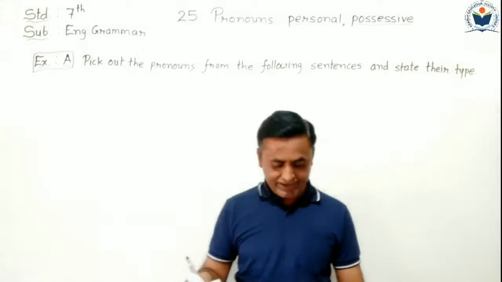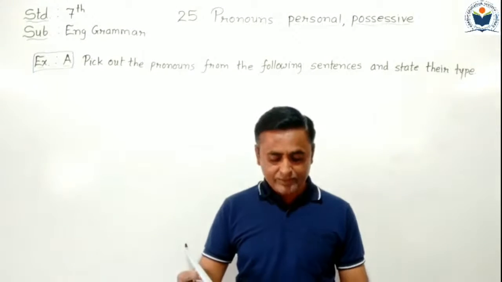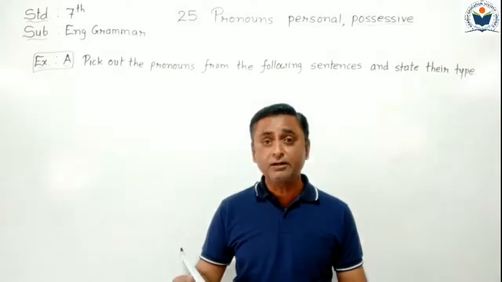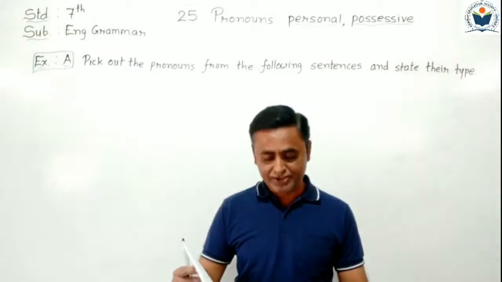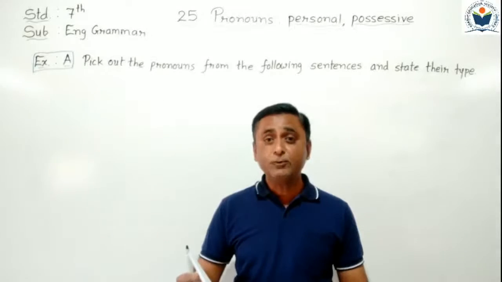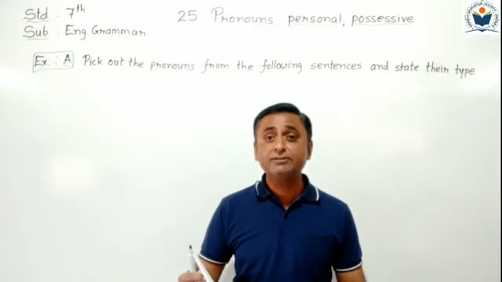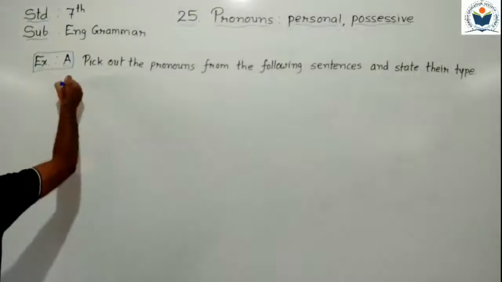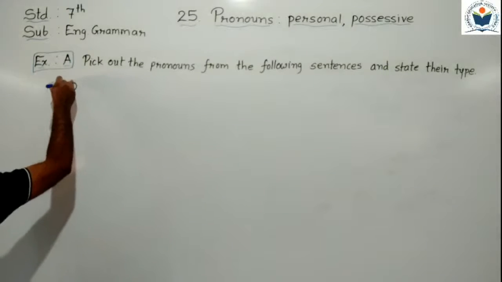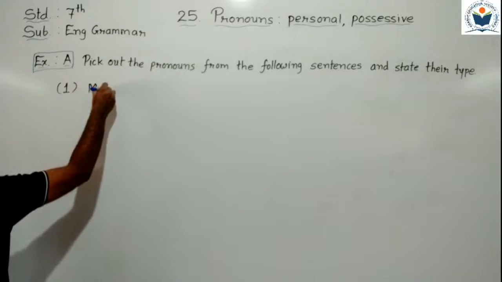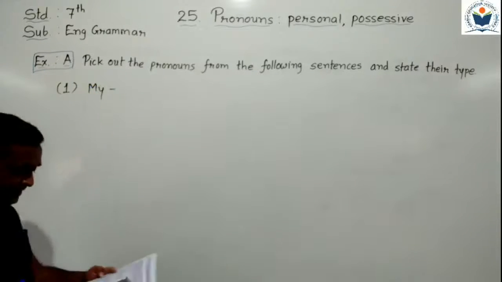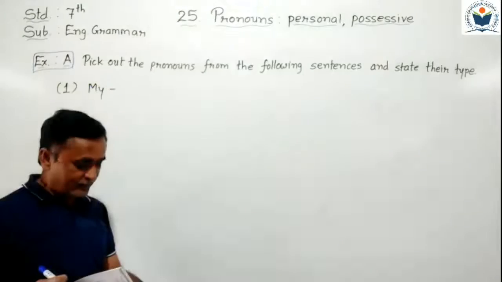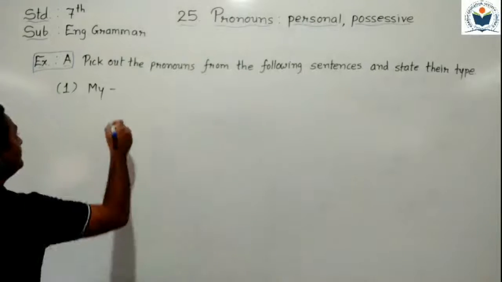The first sentence is given here. My birthday is on the 25th of March. So here, which is the pronoun? Can you identify it from that sentence? Which is the pronoun here? Yes, my. My is the pronoun here. But which type of pronoun do we have to state? Here it is used as a possessive pronoun.